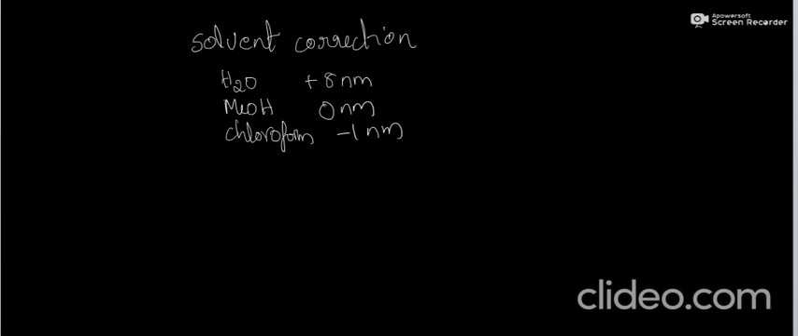Then solvent correction. We know that in a solvent more polar than ethanol, for example water, the pi to pi star transition shifts to longer wavelength as compared to ethanol. In a less polar solvent, for example chloroform, it shifts to shorter wavelength. Therefore, in order to get the lambda maximum value for the pi to pi star transition band in any solvent other than ethanol, the following correction has to be incorporated.